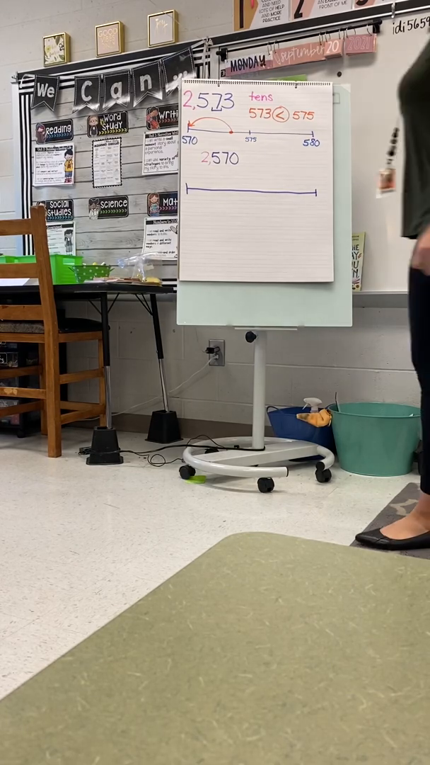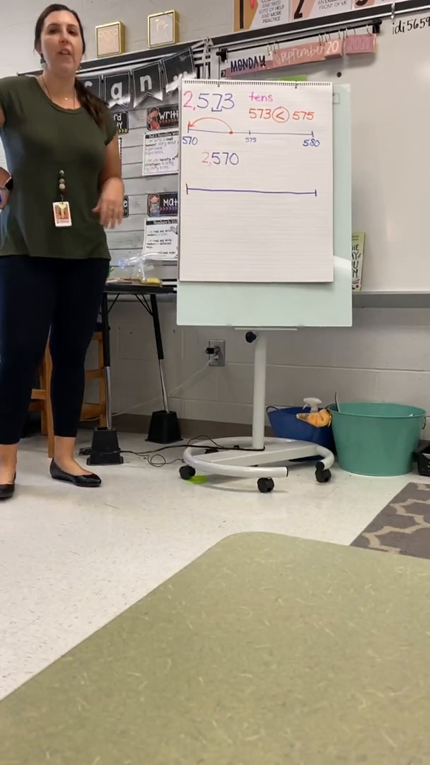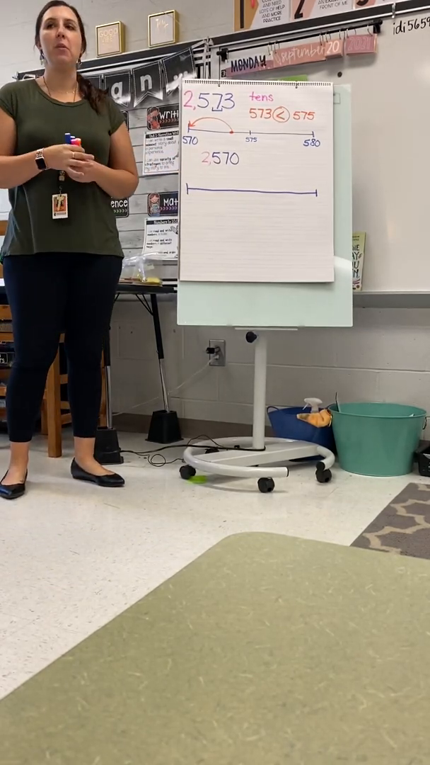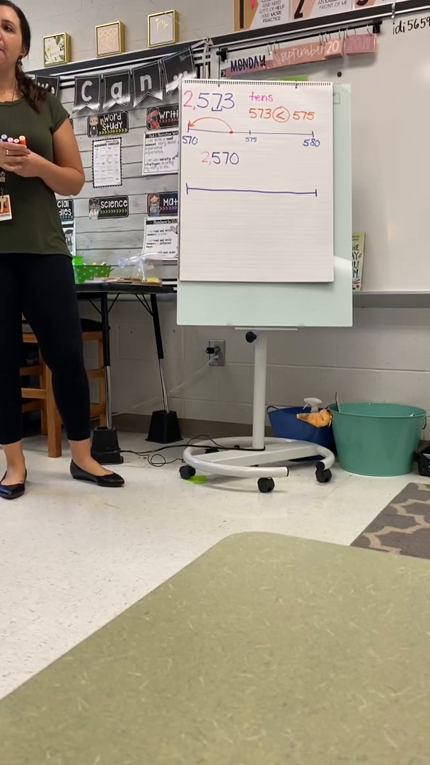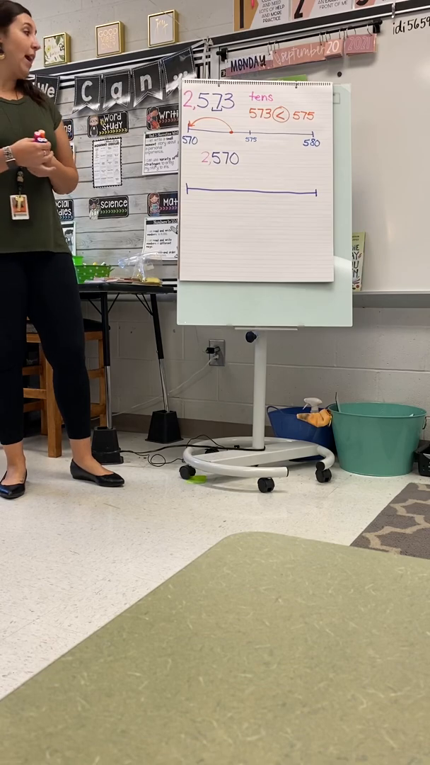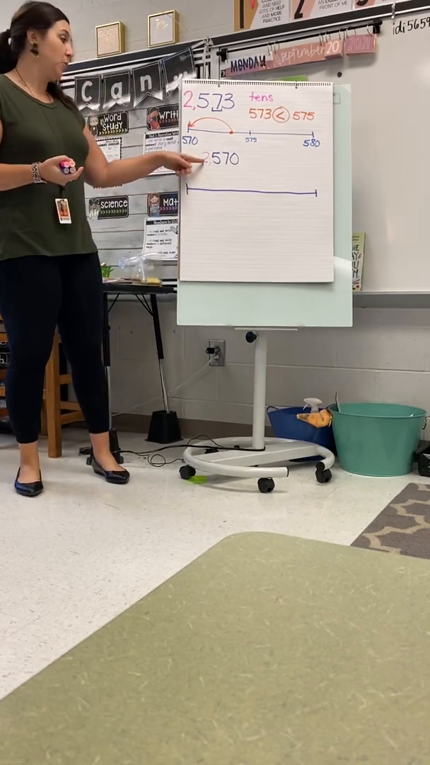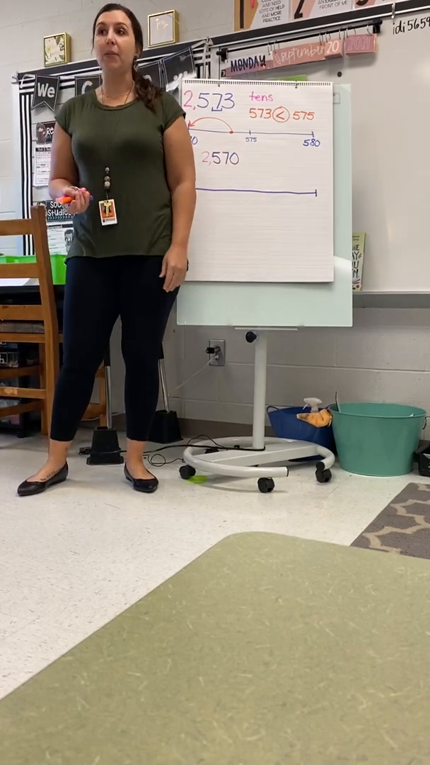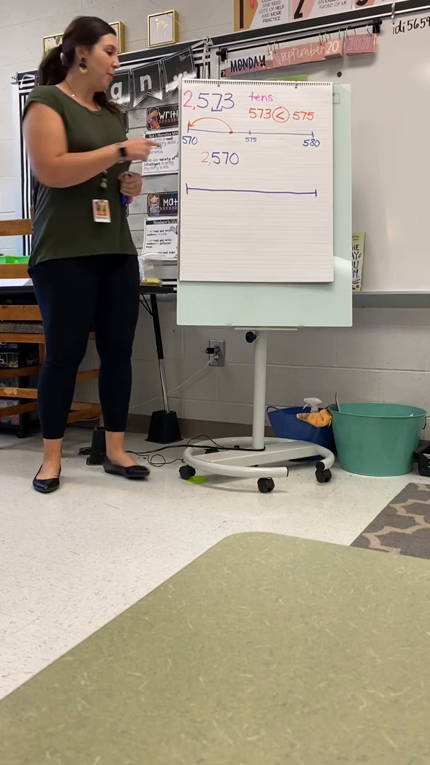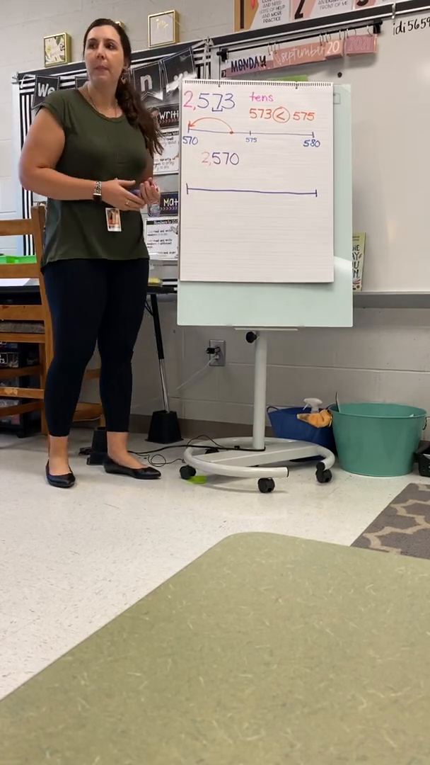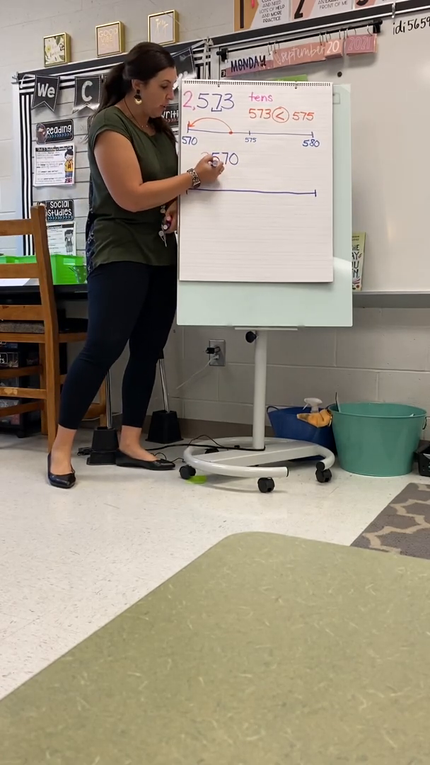Okay, so what two hundreds is 2,573 in between? Who can tell me? Isaiah? Between 500 and 600. Okay, so if we were doing thousands place, it would definitely be between 2,000 and 3,000. You're absolutely right. But if I'm dealing with the hundreds place, which number is in my hundreds place, Isaiah? The 5. So this 5 is the number I really want to look at.